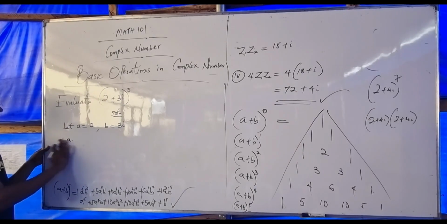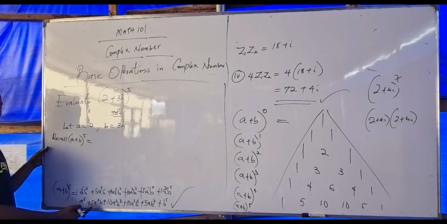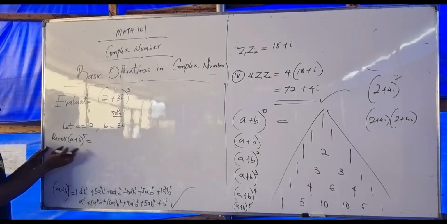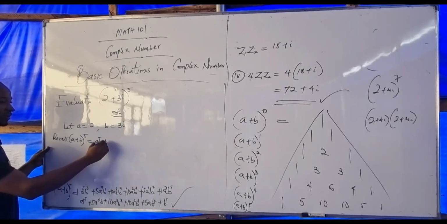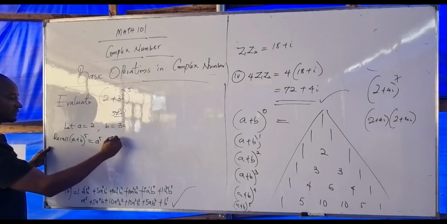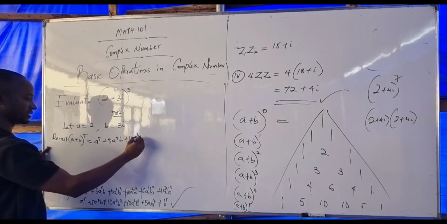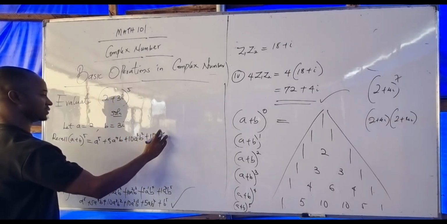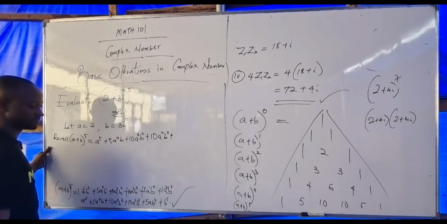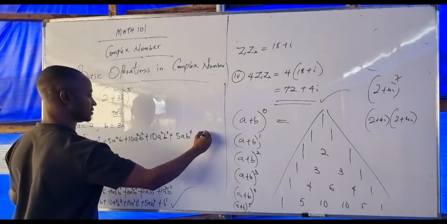Therefore, recall that A plus B raised by 5. What do you say is the expansion we have here? This expansion is the same as this expression here. So what do you have here? A raised by 5 plus what? 5A raised by 4B plus what? 10 A raised by 3 B square, right? Plus what? 10 A raised by 2 B cube plus what? 5AB raised by 4 plus B raised by 5.